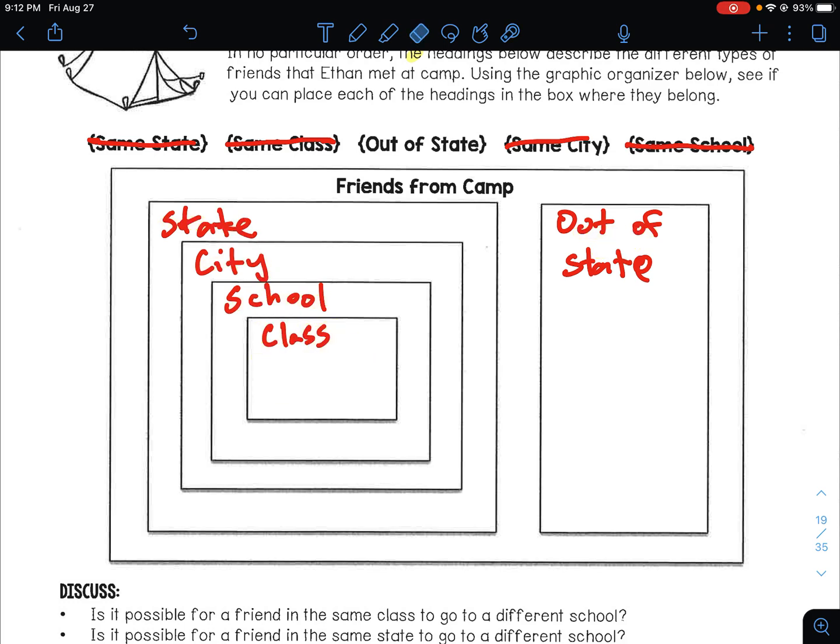Out of state is kind of on its own on the side. But if you're in the same school, you could be in the same class, but not necessarily. If you're in the same school but not the same class, you're still going to be in the same city, same state. If you're in the same city, you're still going to be in the same state, but not necessarily the same school or class. So these categories get bigger and bigger, but all of them are friends from camp.